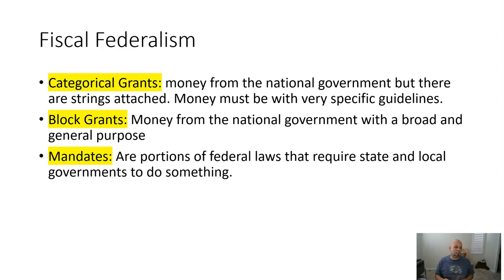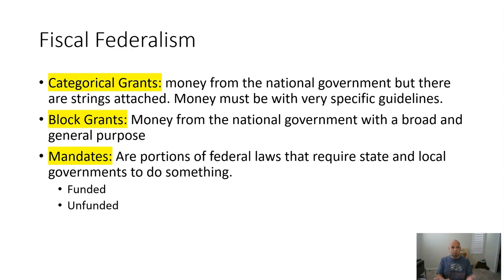The next thing are mandates. Okay, and mandates are basically the national government telling states what to do, and this kind of comes in with the supremacy clause. And there are two types of mandates, funded and unfunded. Okay, funded means there's money. Unfunded, there's no money or partial money, and the states are responsible for paying that.